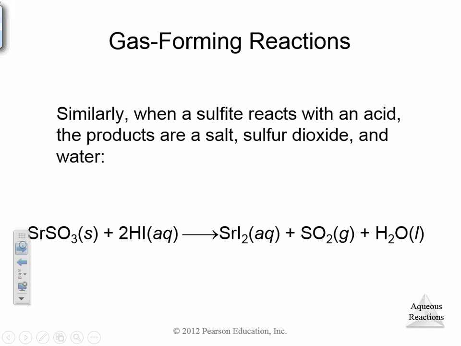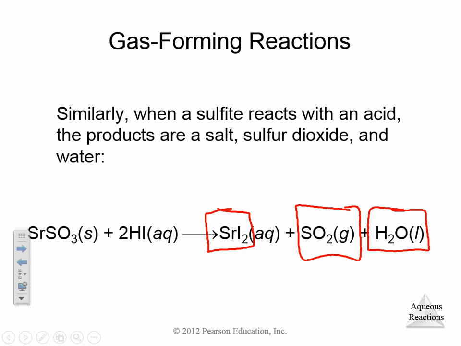If we look at a second example with sulfite, we have strontium sulfite. When that reacts with an acid such as hydroiodic acid, HI, we get sulfur dioxide. We still get the salt. Our salt is strontium iodide, and we get water, but our third product ends up being sulfur dioxide as a gas. So there are a couple of exceptions when we talk about gas-forming compounds.